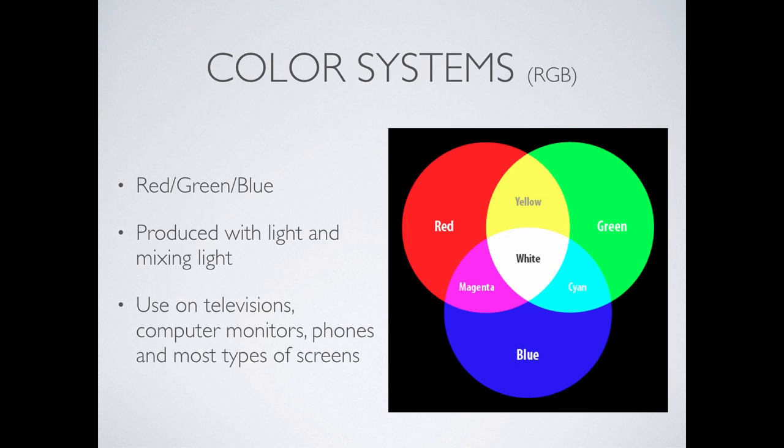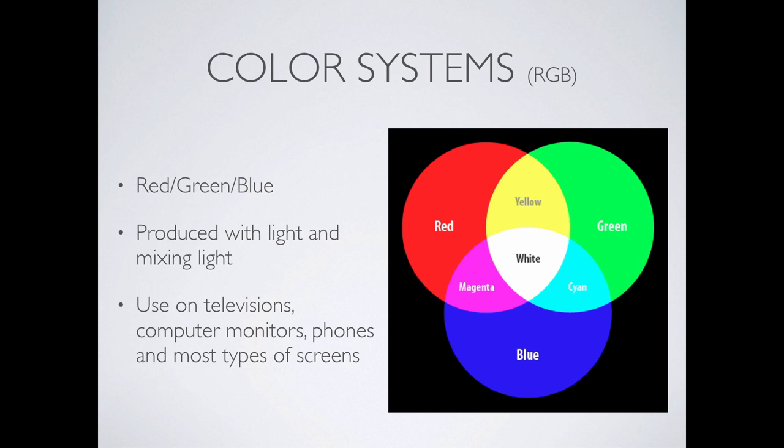The RGB system is a light-based system. So if we shine lights and mix those colors together, we end up getting different results. So in this system, the RGB system, if we had a red light and we had a green light, where those two lights overlap, they would become yellow.